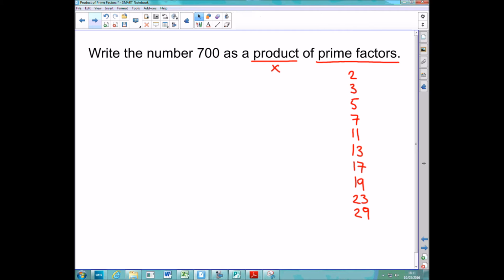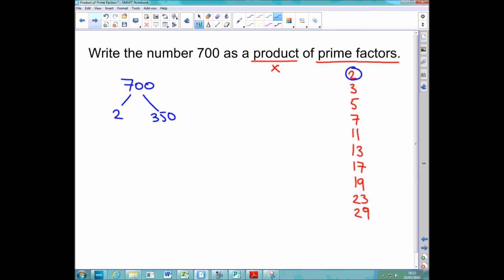Right, so how do we actually write this number 700 as a product of prime factors then? What we do is we draw a factor tree, and we start off with 700. First off, we're going to look at what numbers divide 700. I would always suggest that you start with the lowest prime number first, which is 2. So we're going to look at whether 2 divides 700, and hopefully you can already tell that it does. 2 divides 700 350 times.